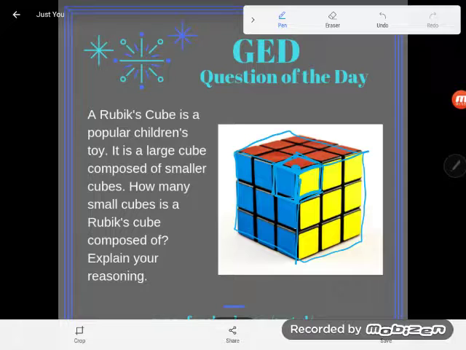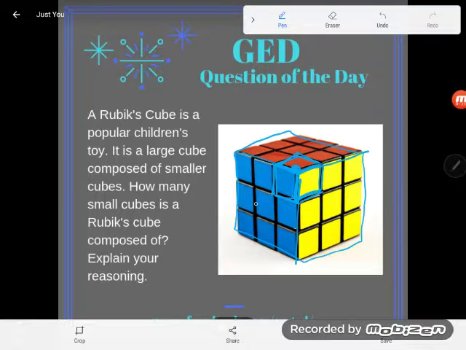And I asked people to explain their reasoning. Now, I got to tell you that the most common answer I got came from a false assumption. A lot of people gave me the wrong answer of 54. And what they did was they, not paying attention to the directions or not fully understanding the directions, counted squares. They counted squares instead of cubes.